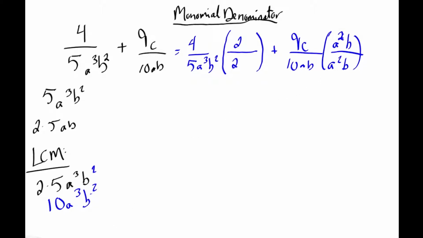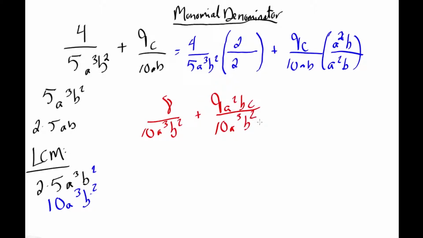Nobody fights that way. Now I'm actually just going to multiply those things and see what we get. We have an 8 over 10 a cubed b squared plus 9 a squared b, and then there's a c right there floating around, divided by, and now we have 10 a cubed b squared.